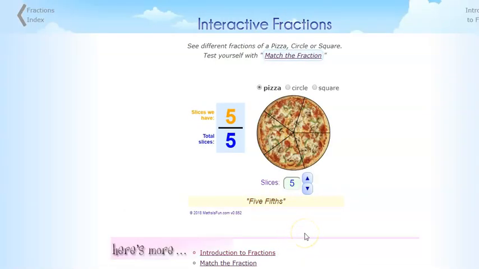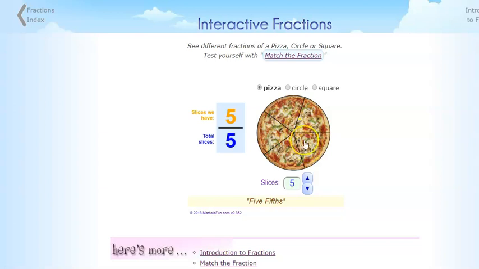So this is an interactive fraction site. You can see that this whole pizza is divided into five equal parts. So you have 5/5, and when you divide that, that makes it a whole. The numerator and denominator are the same. So when you divide that, it makes it a whole.